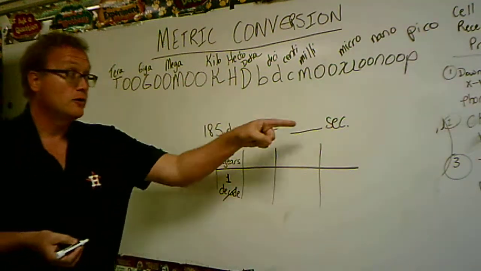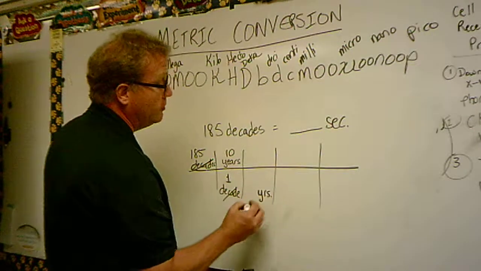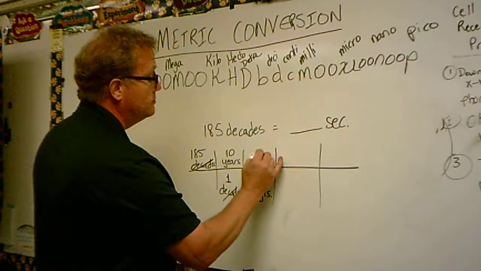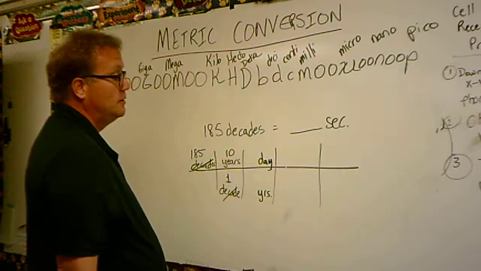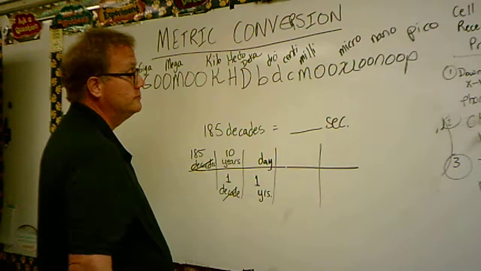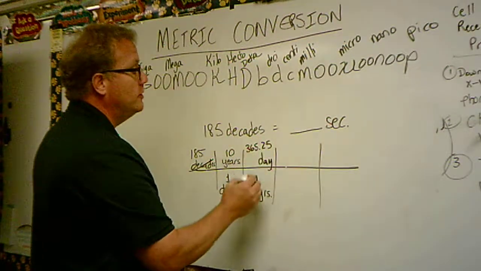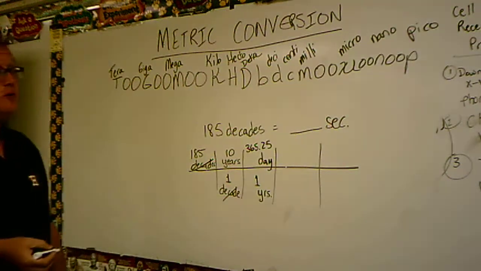Am I done? No, because I got to go really small. So next one I'm going to go is years. What's my next smallest unit? Days. Which one's the big one? Years. I have 365.25 days in 1 year, because I want to be very specific.